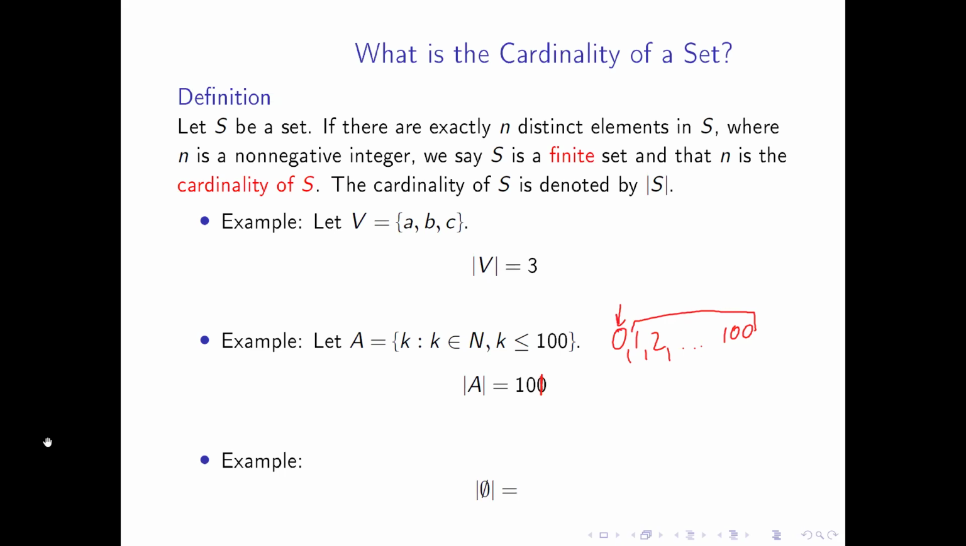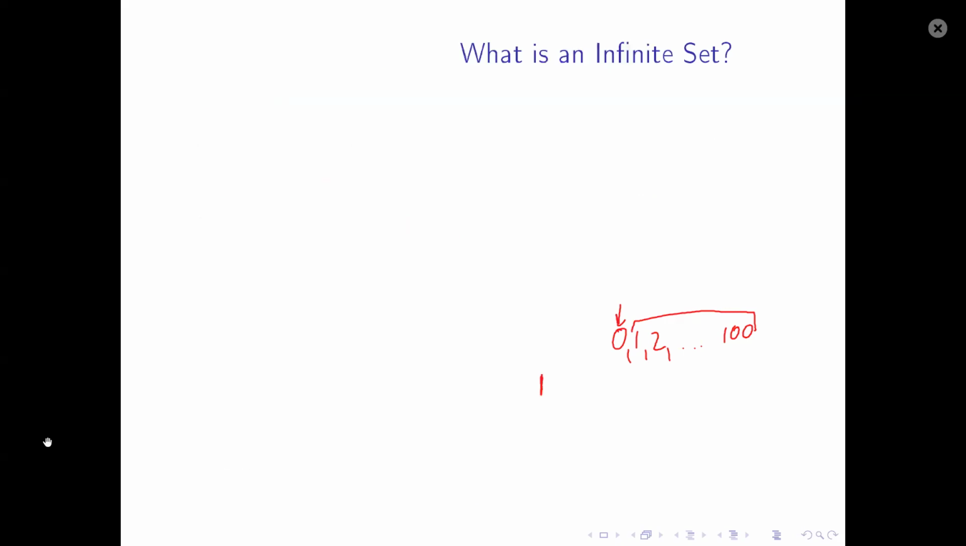Well, the empty set has nothing in it, so its cardinality is 0. It's the only thing with cardinality 0. All right, so we have cardinality. It's really useful. I'm going to quickly mention this. This is something I'm going to spend a lot of time on, but what is an infinite set?